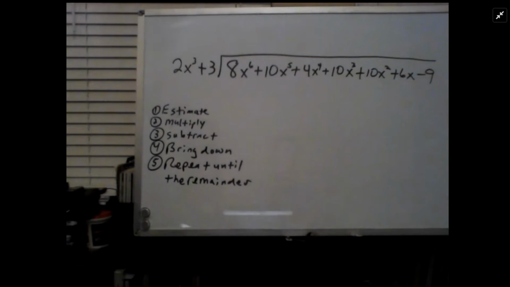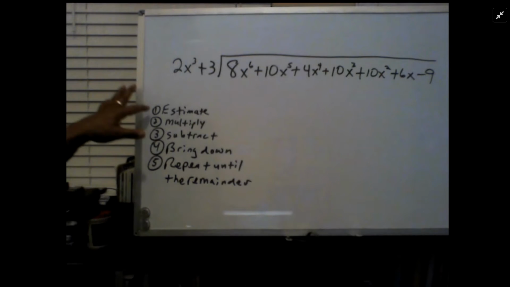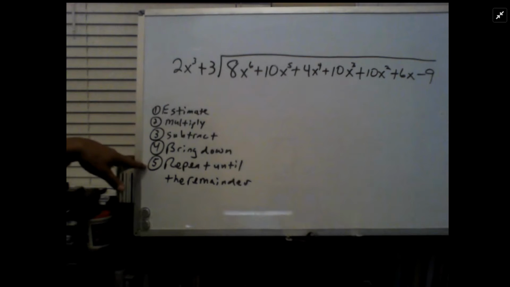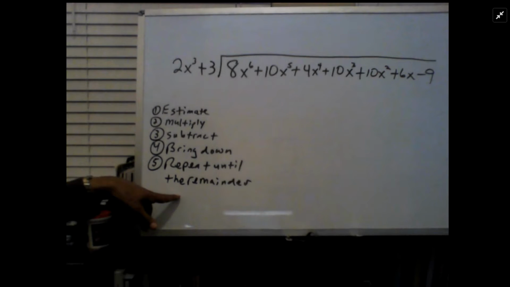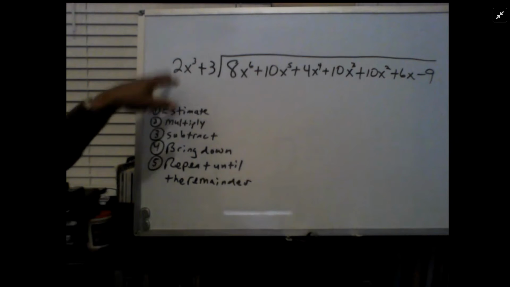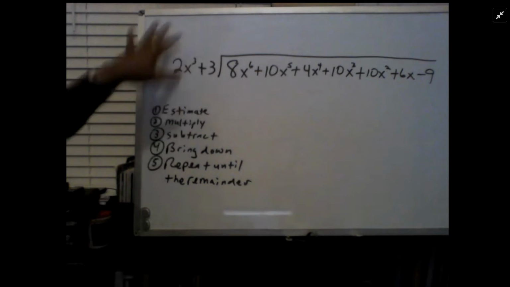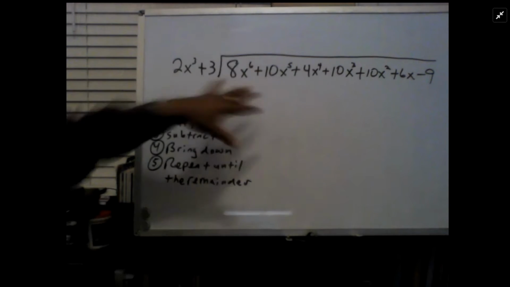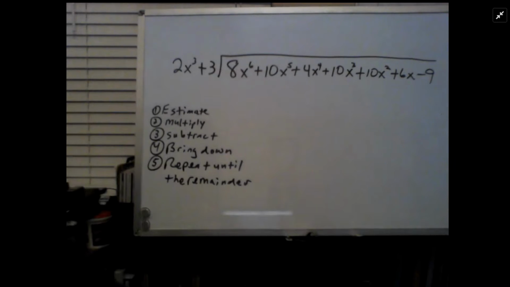Now, before you start doing it, this is a reminder of the division algorithm, actually. The steps you take for long division: estimate, multiply, subtract, bring down, and repeat until you get to the remainder. By estimate, we mean the largest power in the divisor divided into the largest power of the dividend.